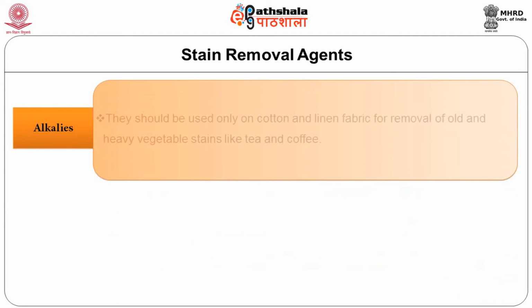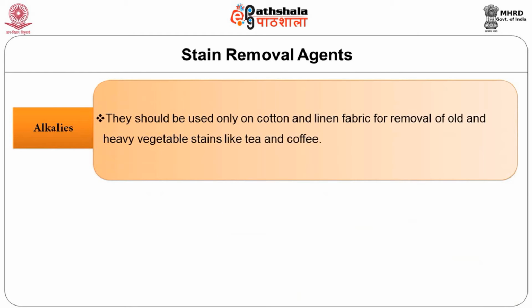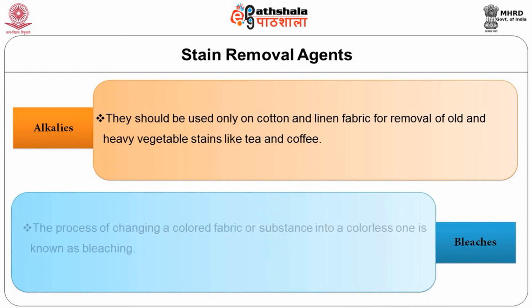The next type of stain removal is the alkalis. They should be used only on cotton or linen fabric for the removal of old or heavy vegetable stains like tea and coffee. The last stain remover is the bleaches. Already in detail I have told about what is bleach, the different types of bleaching agents and how they have to be used. Bleaching is a process of changing a colored fabric or substance into a colorless one.